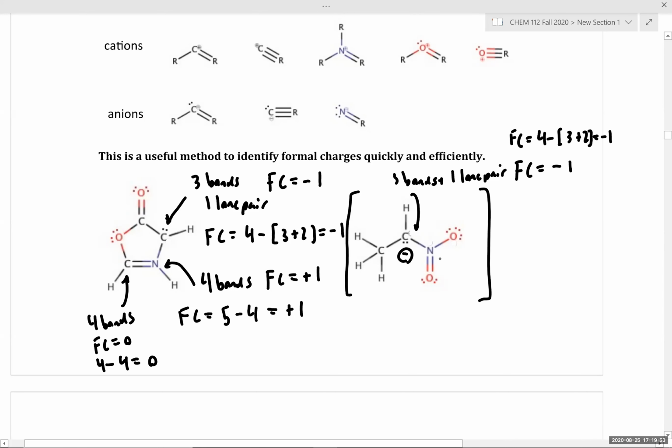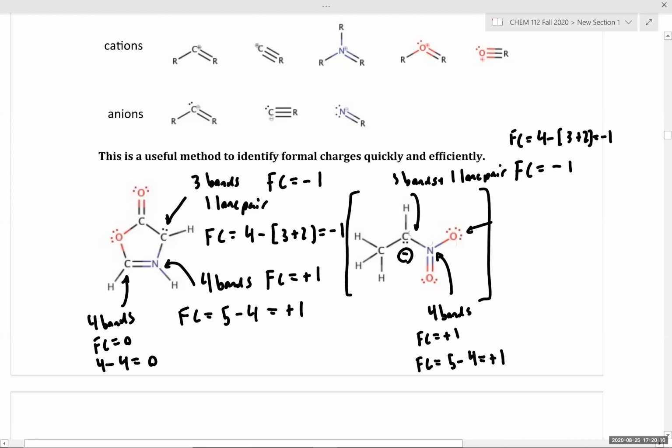Looking at nitrogen, as we can see, nitrogen has 4 bonds. So then we'd predict a formal charge of +1, and we can prove this to ourselves by calculating our formal charge by taking our group number of 5 minus our number of bonds, which is 4, giving us a formal charge of +1.